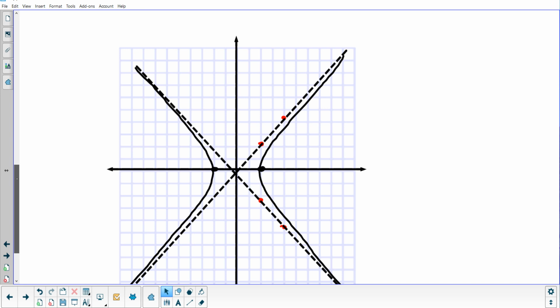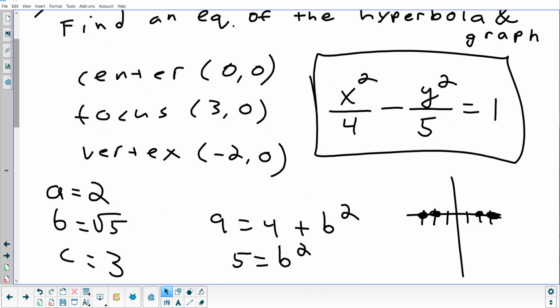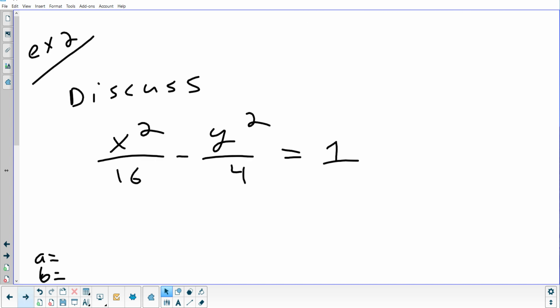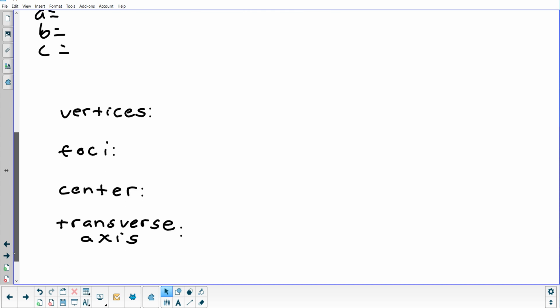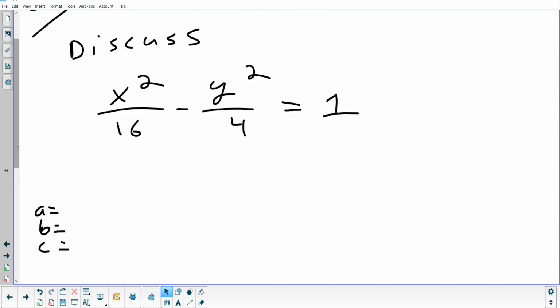And sometimes the branches will be in the top and the bottom part, but you'll know that because you'll look at which letter is positive. The X and the Y would switch places if that's going to happen. All right, now let's discuss this. So 5 things you need to tell me if I ask you to discuss a hyperbola. Center, vertices, foci, which way the transverse axis goes, asymptotes. But in order to find all those things, A, B, and C. That's what we want to know first.